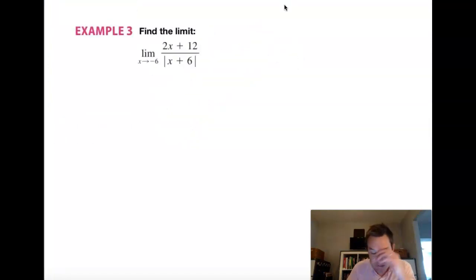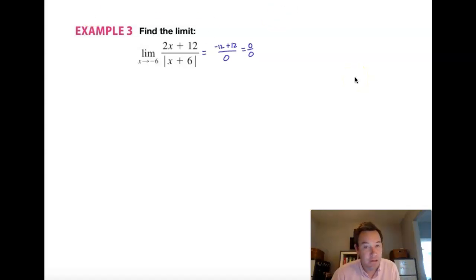What about something like this? We're looking at the limit of 2x plus 12 over the absolute value of x plus 6 as x approaches negative 6. So in this case, if we do our direct substitution, we're going to get negative 12 plus 12 over 0. We got 0 over 0. So that's our indeterminate form.